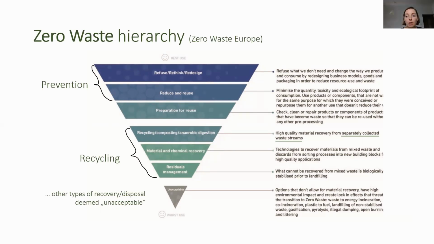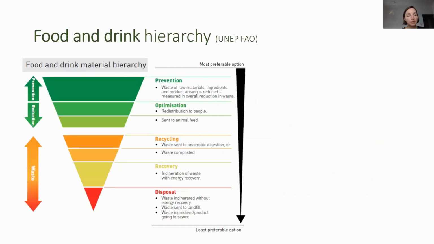So now we will have a look at a different visualization of a waste hierarchy, and that is the food and drink hierarchy. It is developed by the UNEP FAO, the United Nations Environment Program, Food and Agriculture Organization. And so before we discuss it, my question to you is, what is different in this hierarchy here from the ones that we have seen?